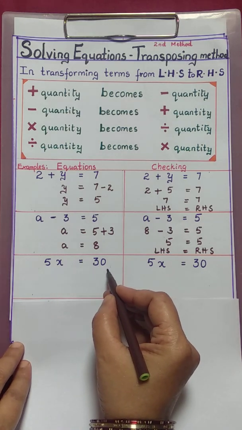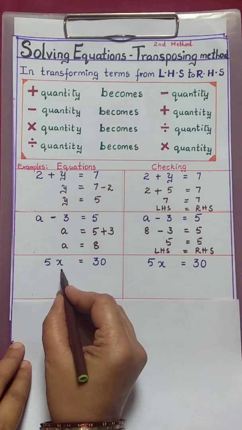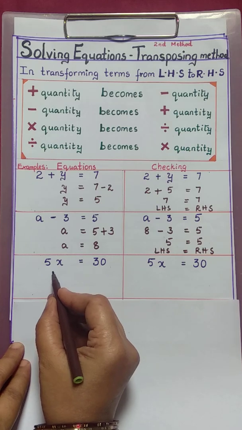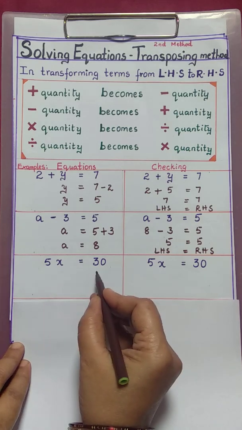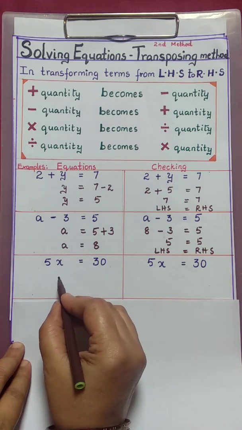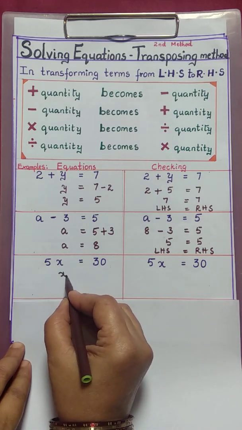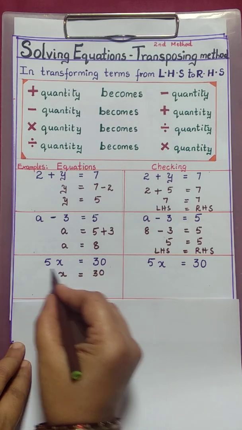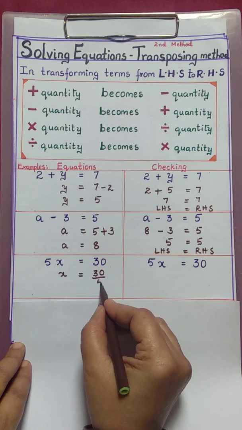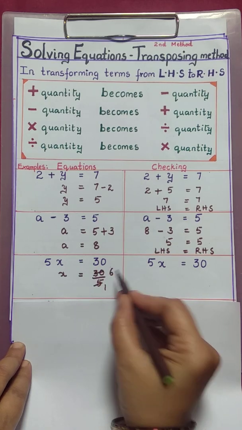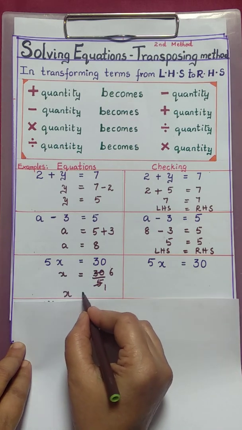5x is equal to 30. Now here 5x means 5 is multiplied by x. So 5 is multiplied on the LHS. So when we transpose it to the right hand side, we divide the RHS by 5. So leave the variable here, x is equal to, write 30 as it is. Now we divide here by 5. Now simplify here: 5 ones are 5, 5 sixes are 30. So what is the value of x here?